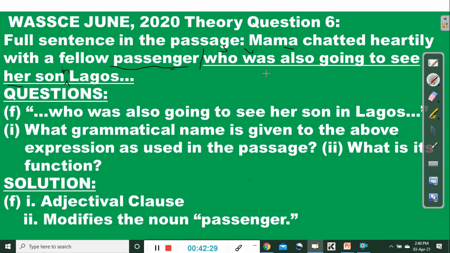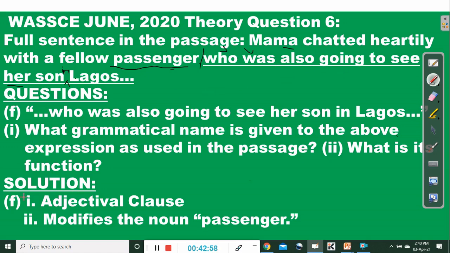And if it is telling us more about a person, it's from the adjectival family. If it contains a subject and a verb, it's an adjectival clause. If it is a single word, it's an adjective. If it is simply a group of words that doesn't contain a subject and a verb, it is an adjectival phrase. So that is how we identify this as an adjectival clause.